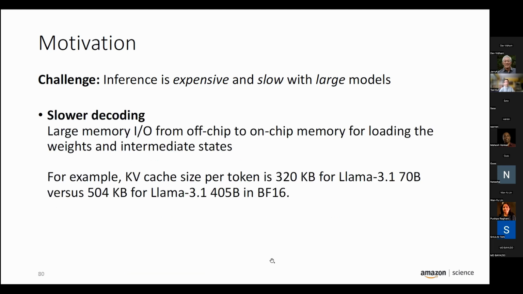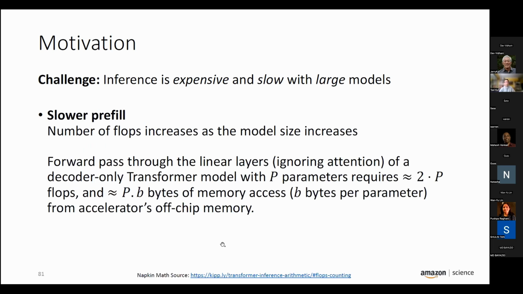All right, so then there's more math. One of the problems you have is slower decoding, because it's a big model and we have to do all this math, and there's probably going to be memory pressure for loading things. The prefill is slower because you're doing more FLOPs on a bigger model.